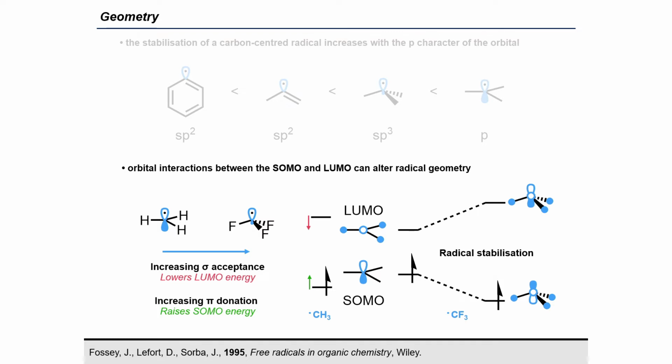At the same time, the pi donation of the lone pairs on the fluorine raises the energy of the SOMO. These two effects work together to lower the energy gap between the LUMO and the SOMO, allowing the orbitals to overlap more efficiently, resulting in greater radical stabilization and a greater deviation in radical geometry away from planarity. If instead of fluorine, the hydrogens of the methyl radical were substituted for a pi accepting group, this would lower the SOMO energy, resulting in an increased LUMO-SOMO gap, and this would favour a planar structure in the radical geometry.